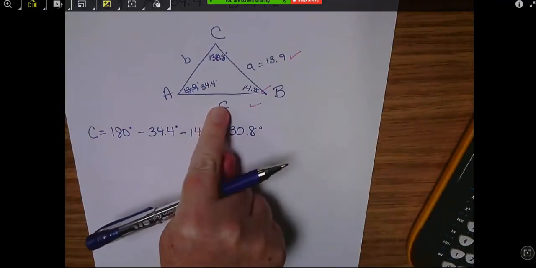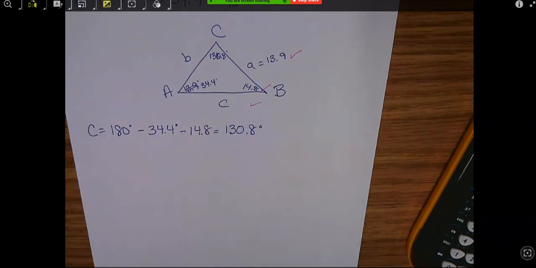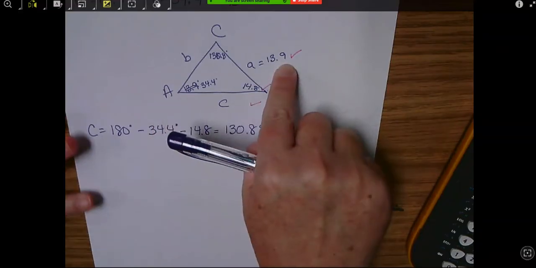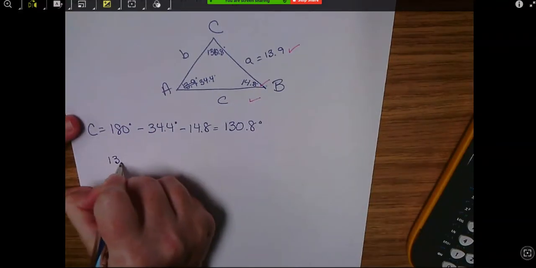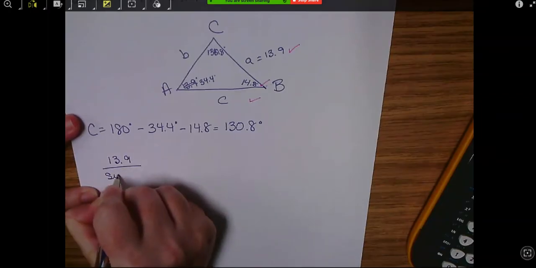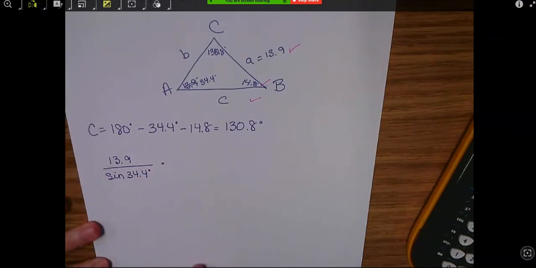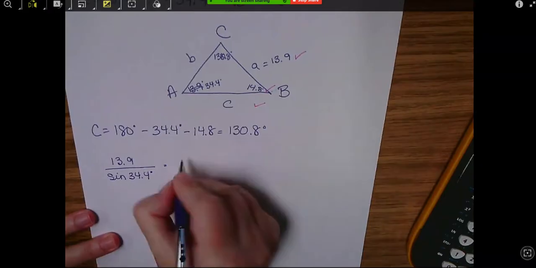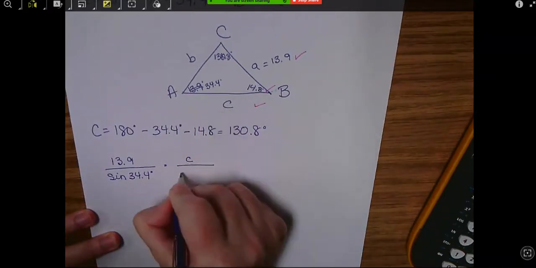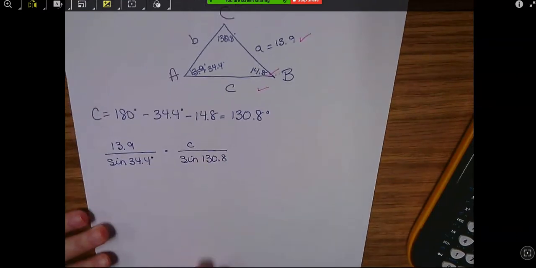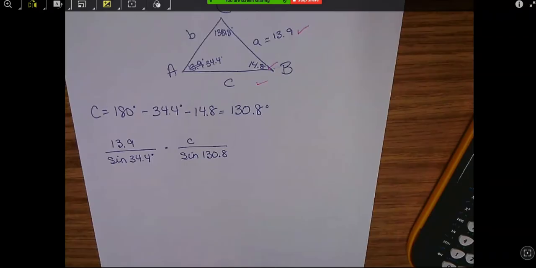So we need to find little c. So my question to you is, in order to start the law of sines, we need to know all of a letter. Do I know all of a letter? And the answer is yes. We know all of A. So this will be 13.9 over sine of 34.4. Okay, and we got to find little c. Little c over sine of 30.8. Okay. And this is honestly the hardest it's going to get.